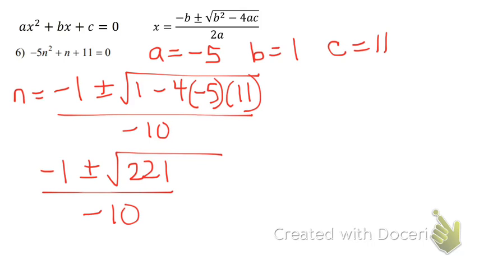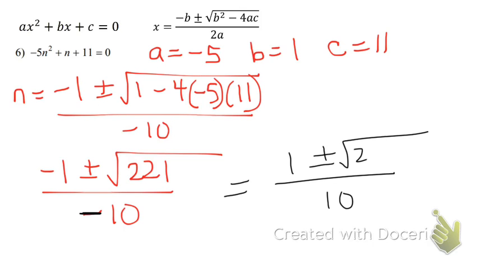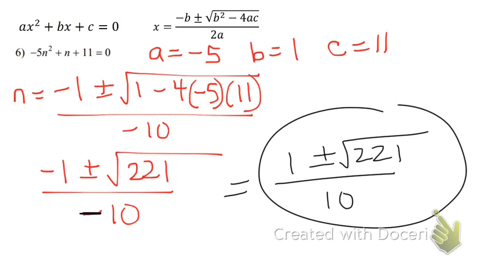And that could have been the answer. Lots of times it is. But again, remember, if there's a negative in the denominator, then they're probably going to change all of the signs. So the negative 1 turns into a positive 1. The negative 10 turns into a positive 10. And if I change a plus or minus, it's still a plus or minus. So that kind of stays the same. And there you go. That's your answer.